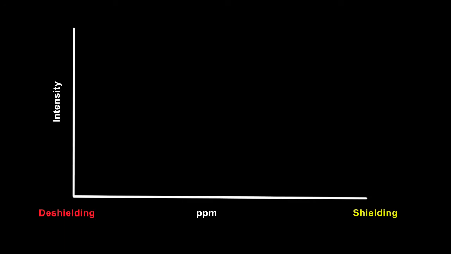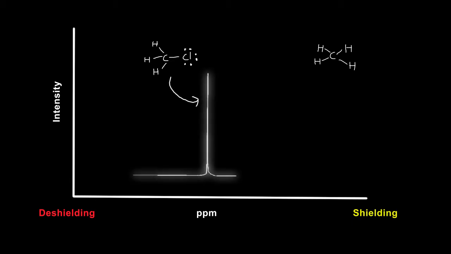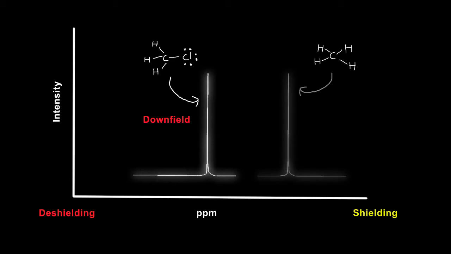Shielding and deshielding. The electron cloud created by circulating electrons shields the nuclei from the external magnet. When the nucleus cannot be shielded, the signal falls downfield, and it is called deshielded. It leads to the chemical shift. For example, compare CH3Cl and CH4. For CH3Cl, the proton is deshielded and falls downfield. CH4 is shielded and falls upfield.